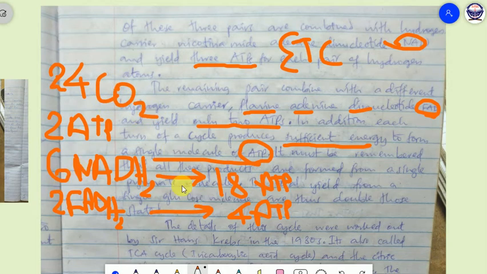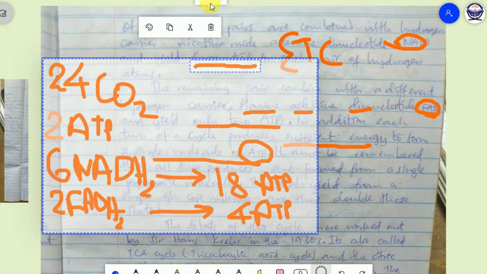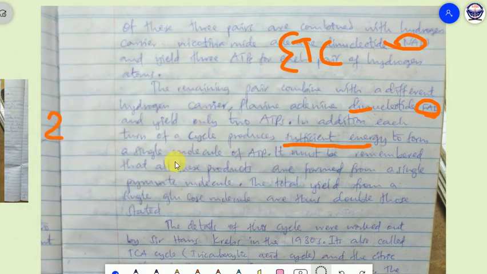These are the end product of the Krebs cycle. We shall discuss in detail later the detailed mechanism of the Krebs cycle and its end product. So a single molecule of ATP is produced per every turn. So Krebs cycle, which is 2 turns, will form 2 molecules of ATP direct. So it must be remembered that all these products are formed from a single pyruvate molecule.